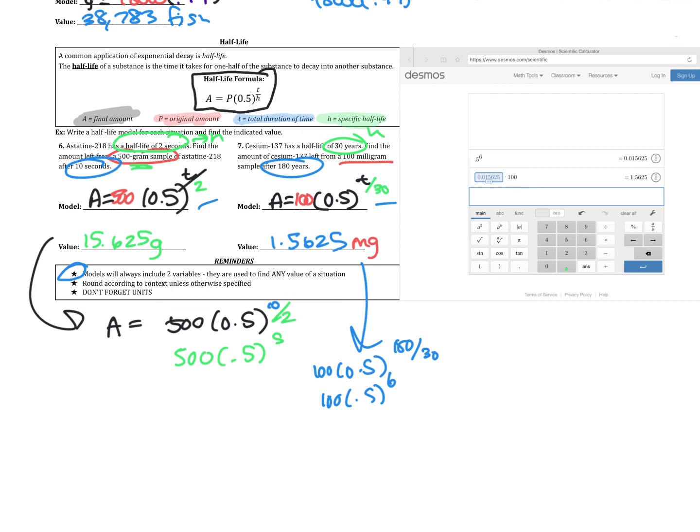Write down all of the numbers that you see on your calculator. And don't forget units, whether it's grams, a $ sign in the front, the word fish, whatever it may be, make sure that you don't forget units.